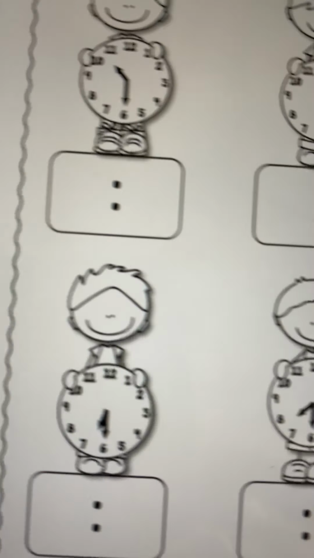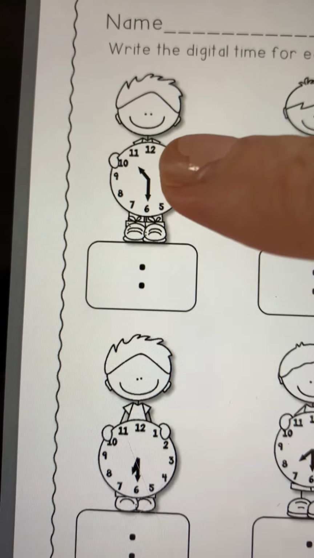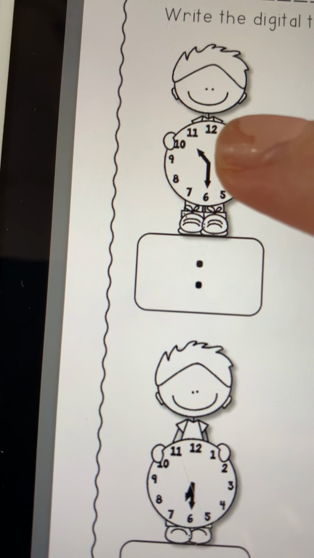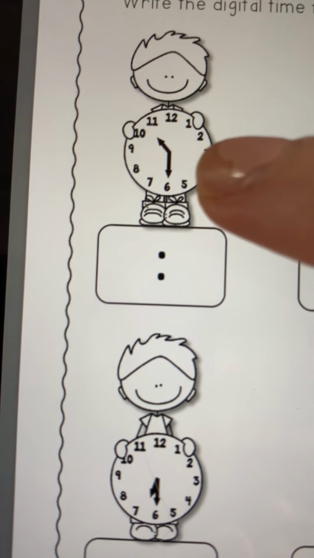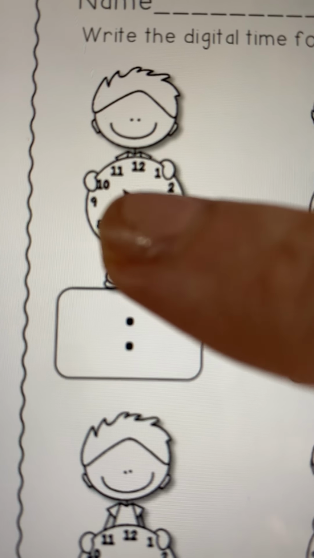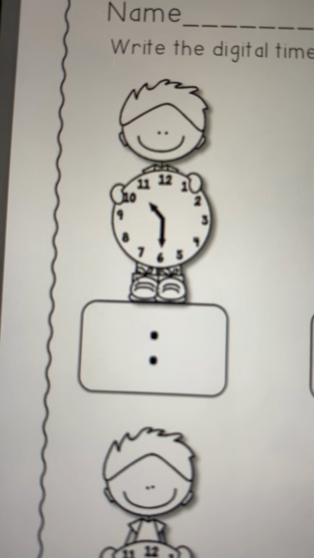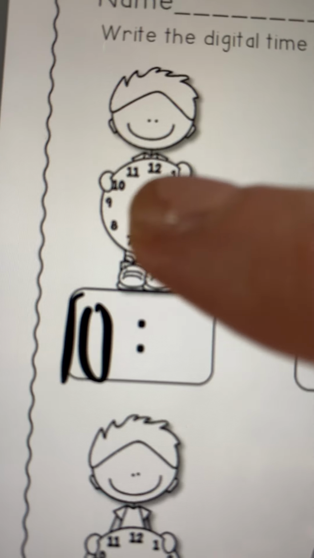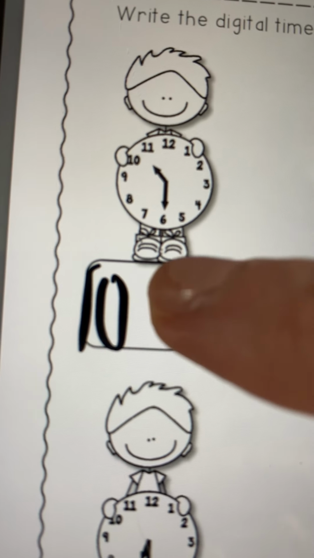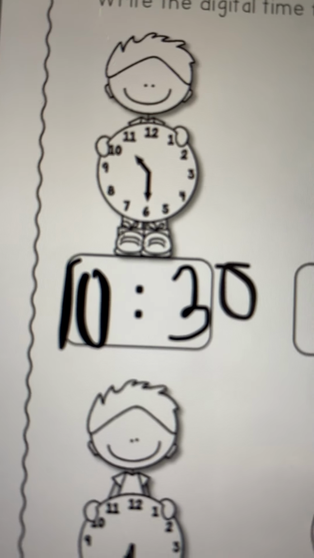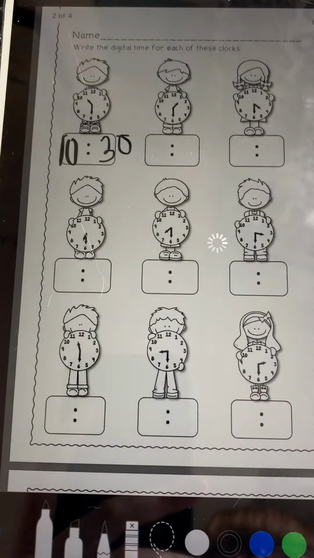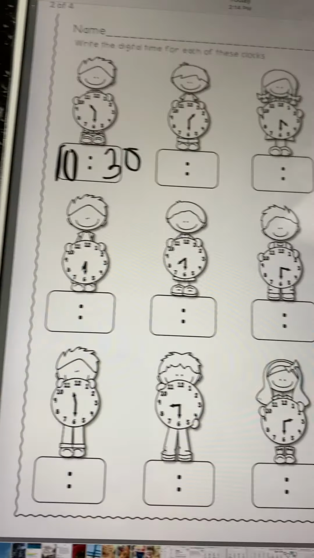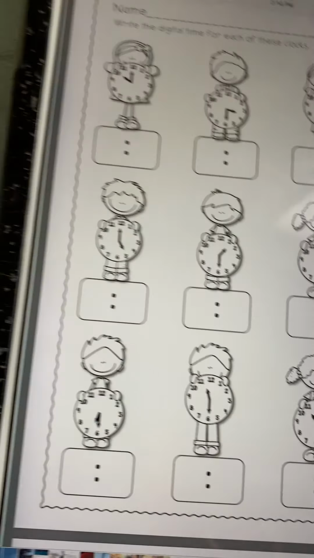Okay, so just to review, when your small hand is in between 2 numbers, you are going to go with the smaller number. The small hand is in between the 10 and the 11. Which one's smaller? Yes, the 10 is smaller. So we're going to put 10. And when the big hand's on the 6, that is a 30. So that is 10:30. I'm going to hit save because I don't want this video to be too long. If you need to go back and pause, okay?